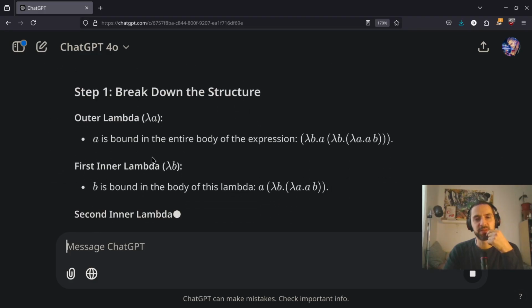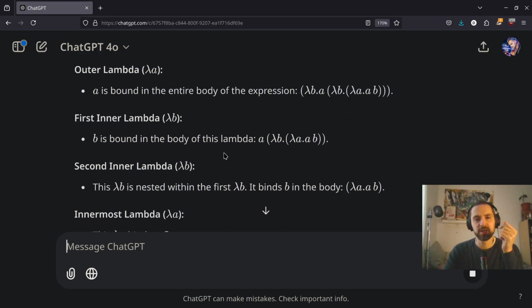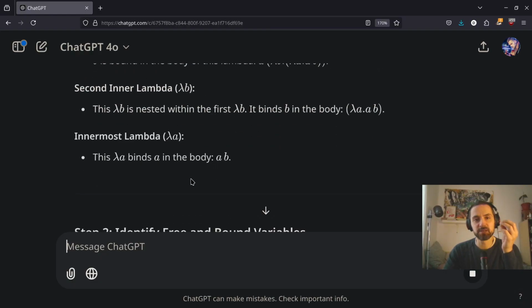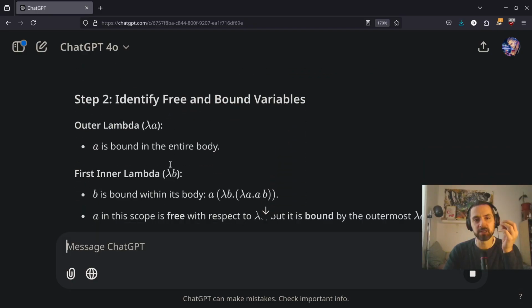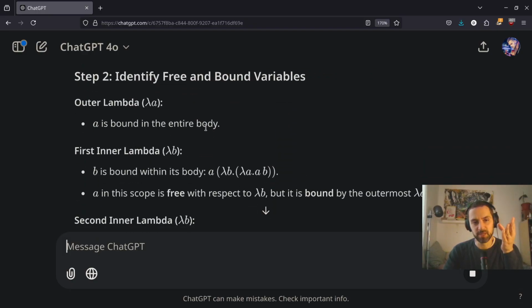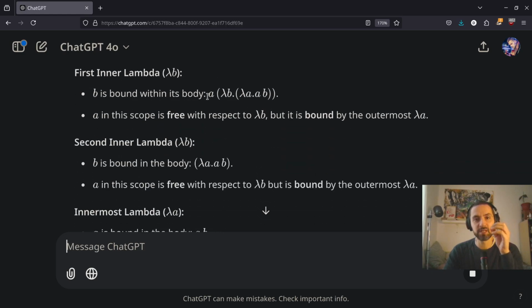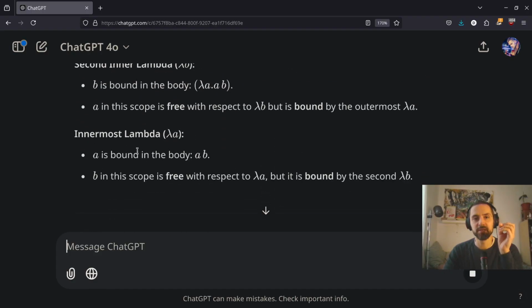Yes, A is bound in the entire body, right? B is bound in the body of this lambda. The second inner lambda B is nested within the first and binds the body. This lambda A binds A in the body, right? And then free and bound: A is bound in the entire body. The first inner lambda B is bound within its body. A in this scope is free with respect to lambda B, but it is bound by the outermost lambda A. Second inner lambda B, B is bound in the body. A in this scope is free with respect to lambda B, but is bound by the outermost lambda A. Innermost lambda A is bound in the body, right?